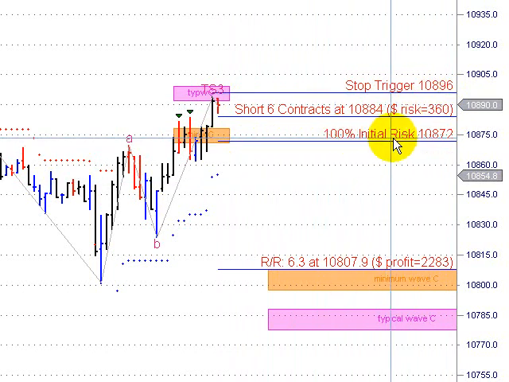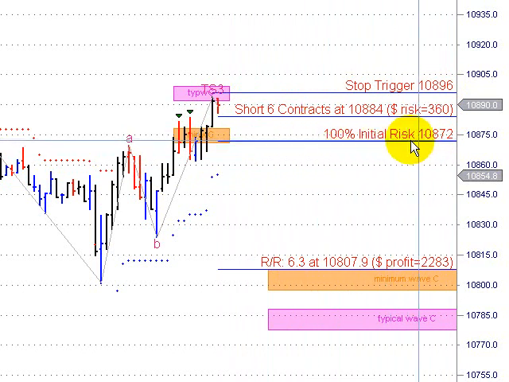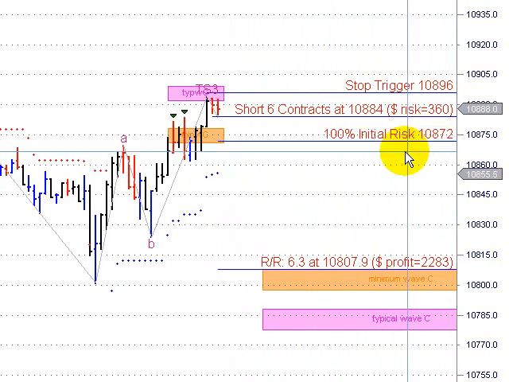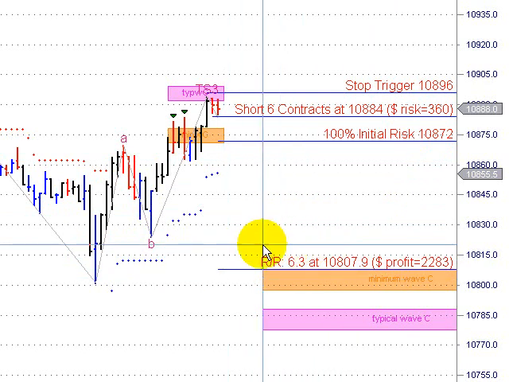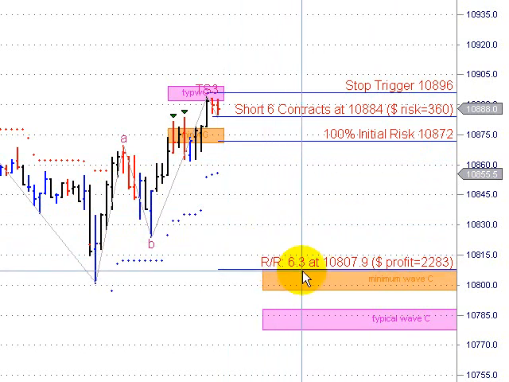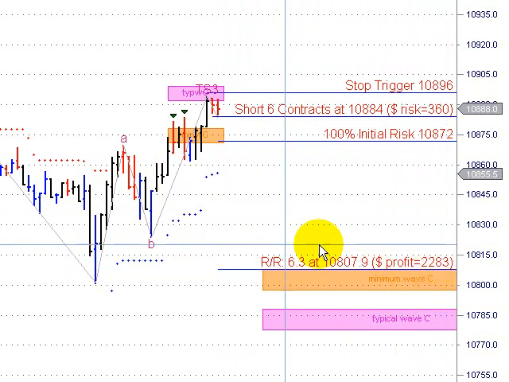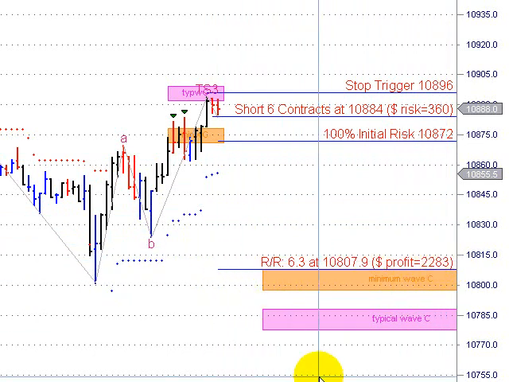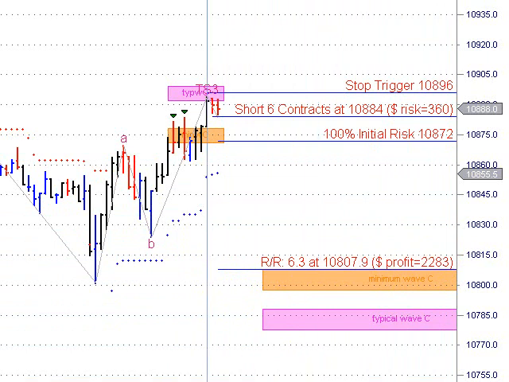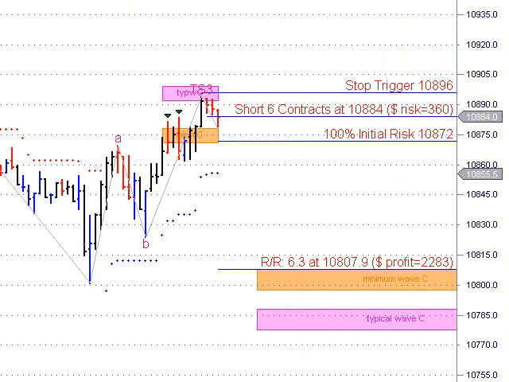100% initial risk just means if the trade comes down to this point, I'll be up $360. And I've got a nice risk reward target here of 6.3 to 1. If we get there, a profit of $2,283. So I'm already down about $400 or so on the day. Let's just step this forward and see if we get entered on this trade. So we do get entered there.